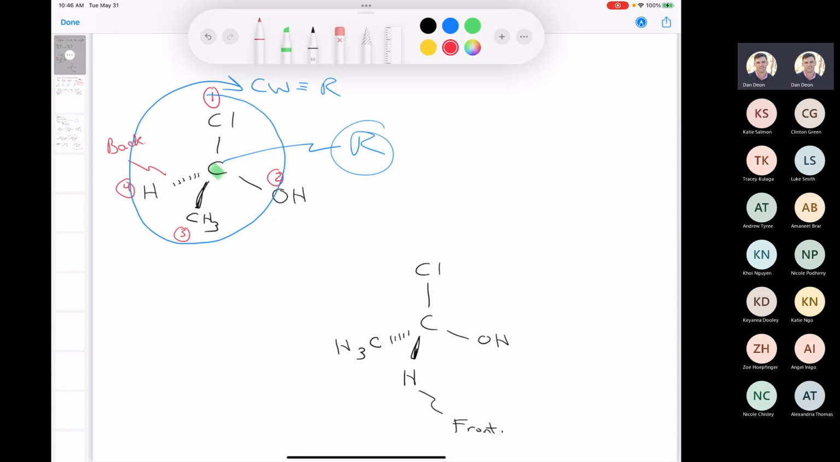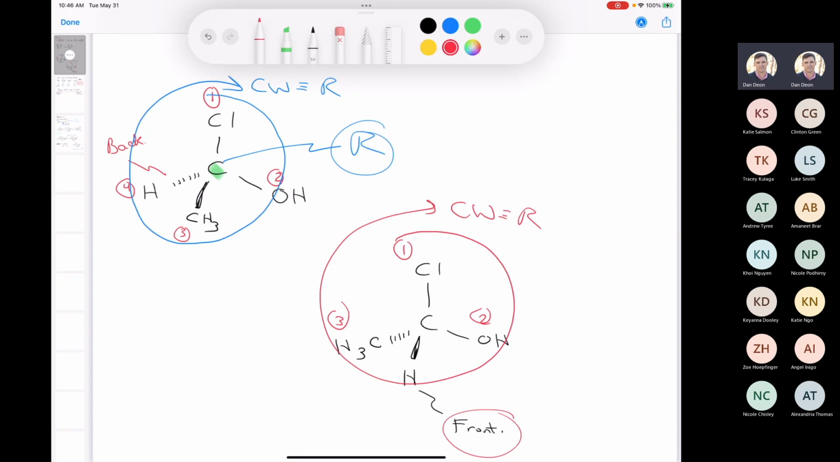So we do the same treatment. We have 1, 2, and 3. We follow the arrows, 1 to 2 to 3, and we're going clockwise, which would be R, but since the lowest priority group is coming out in front, we reverse it, and it becomes S. And so the stereo center here would be S.